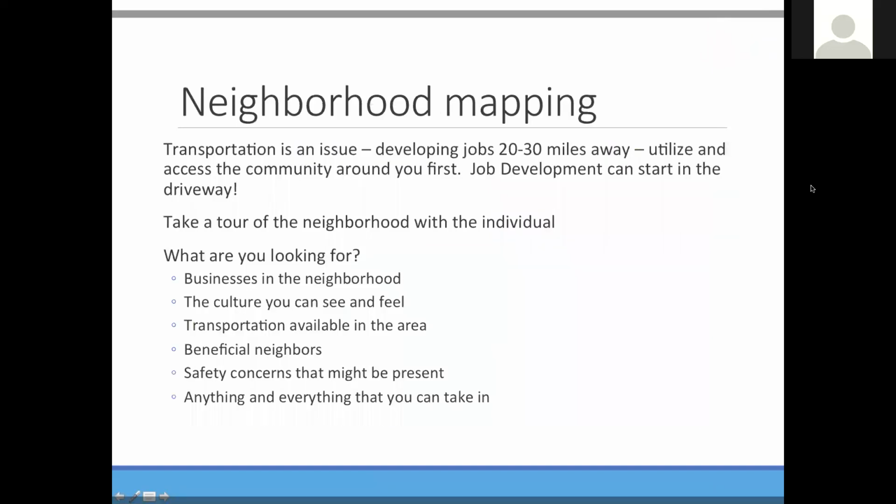The person's neighborhood. Transportation is an issue for many of us, and we end up developing jobs maybe 20 or 30 miles away. But let's access the community around us first, particularly in small communities, because everybody knows everybody, which is fantastic.